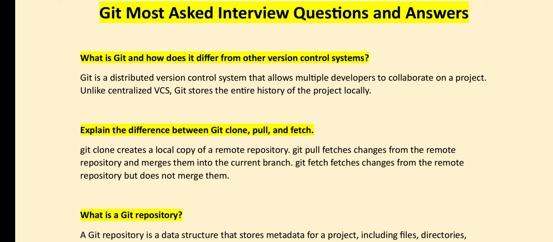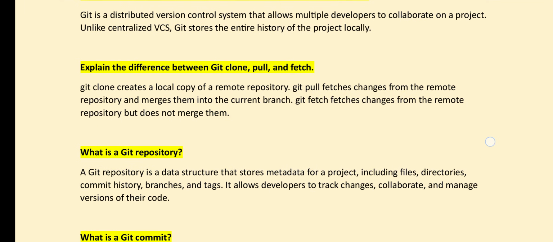Explain the difference between git clone, pull and fetch. Git clone creates a local copy of a remote repository. Git pull fetches changes from the remote repository and merges them into the current branch. Git fetch fetches the changes from the remote repository but does not merge them.